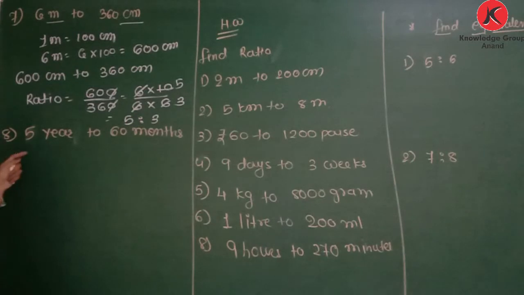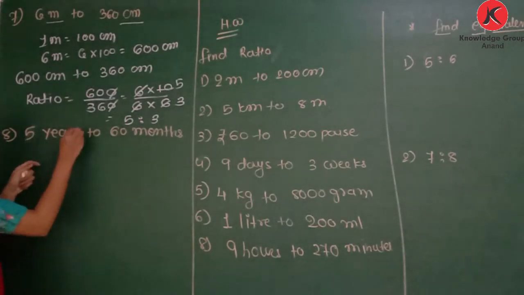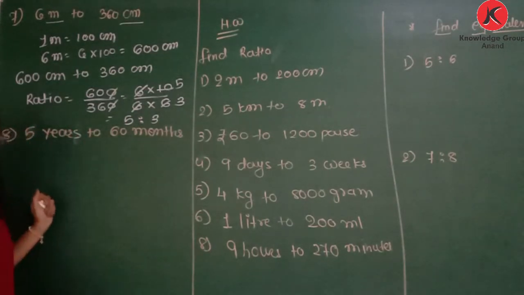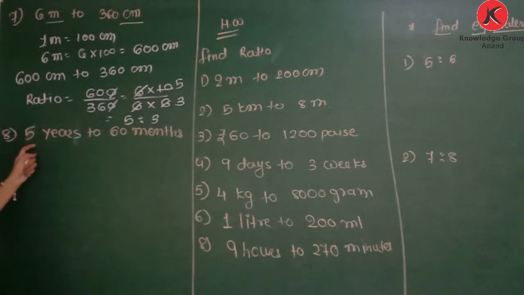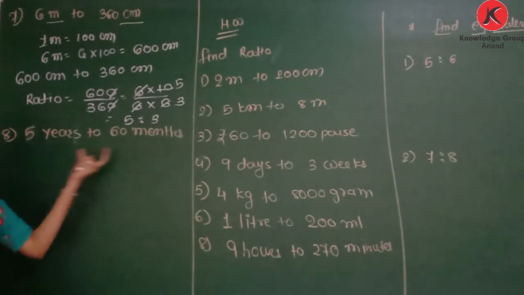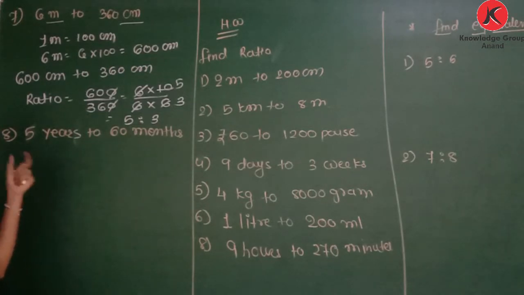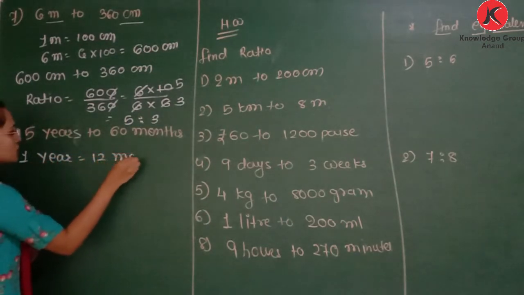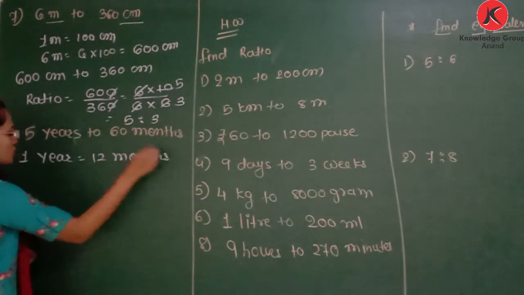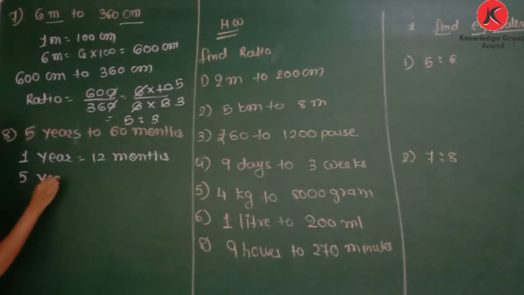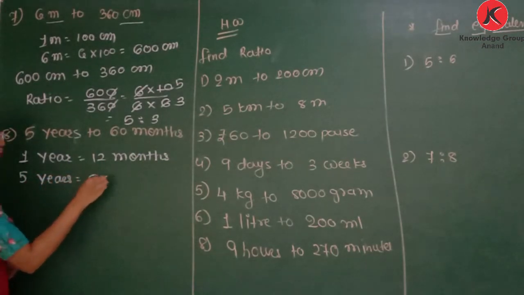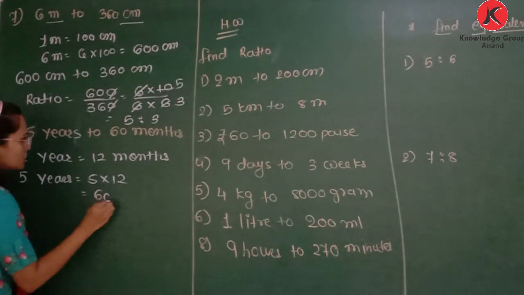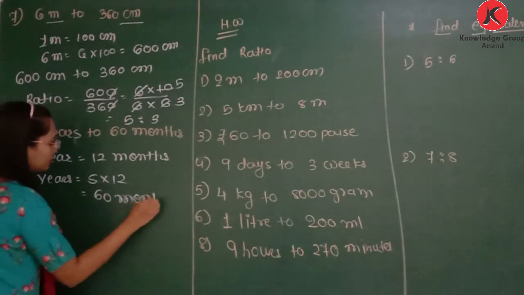Now next one, 5 years to 60 months. Now in 1 year, how many months do we have? So year is larger than months. So 1 year is equal to 12 months. So we can write 1 year is equal to 12 months. So 5 years is equal to 5 multiplied by 12, 60 months.